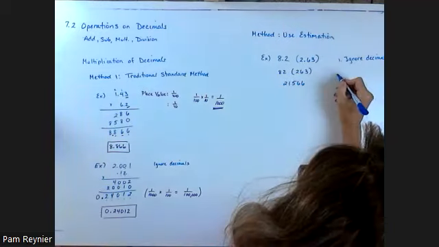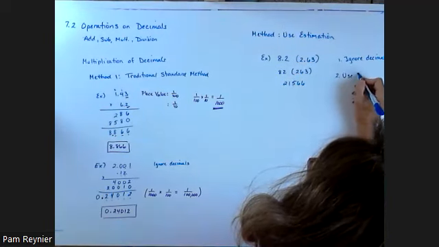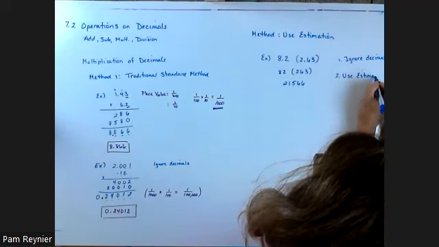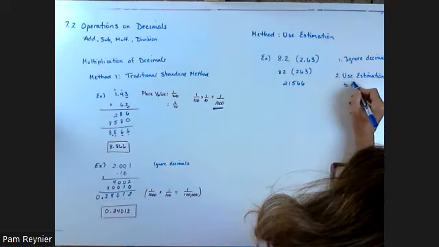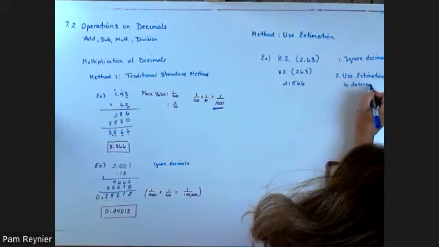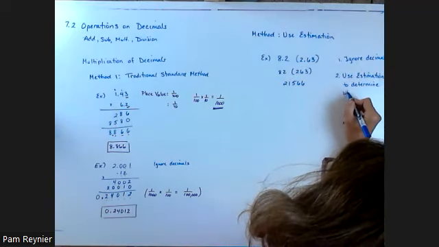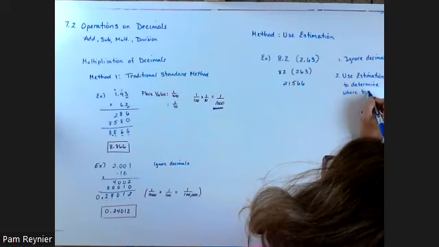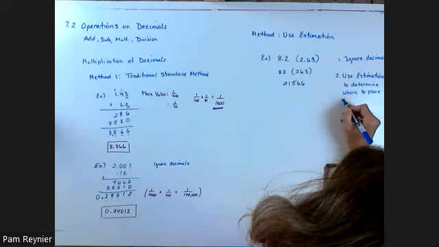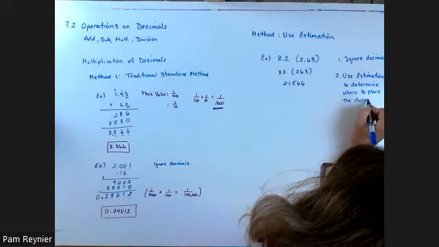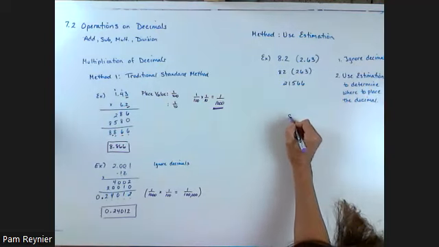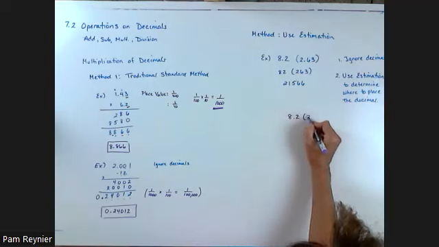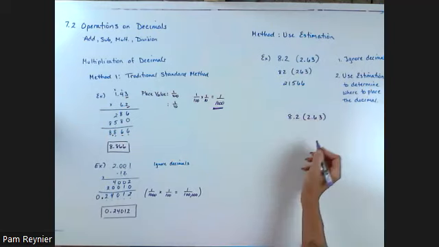Now, what I want to do is use estimation. What do I mean by that? Use the estimation to determine where the decimal goes, where to place the decimal. Let me show you what I mean by that. I'm going to switch colors. If I write the same problem out, 8.2, and I'm multiplying by 2.63.